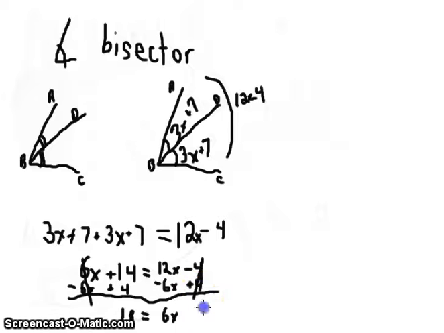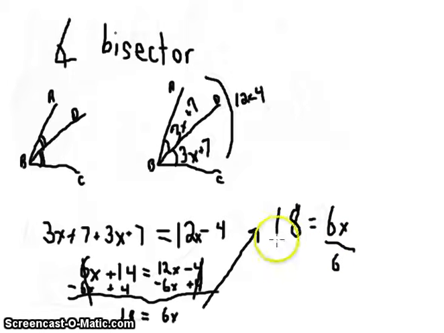Bring down your equal sign. Now we have 18 equals 6x. You want to get x by itself, so the order of operations you're multiplying. So now you want to do the opposite, divide, and we get x equals 18 divided by 6 is 3. So we get x equals 3. There's our answer. Any questions?